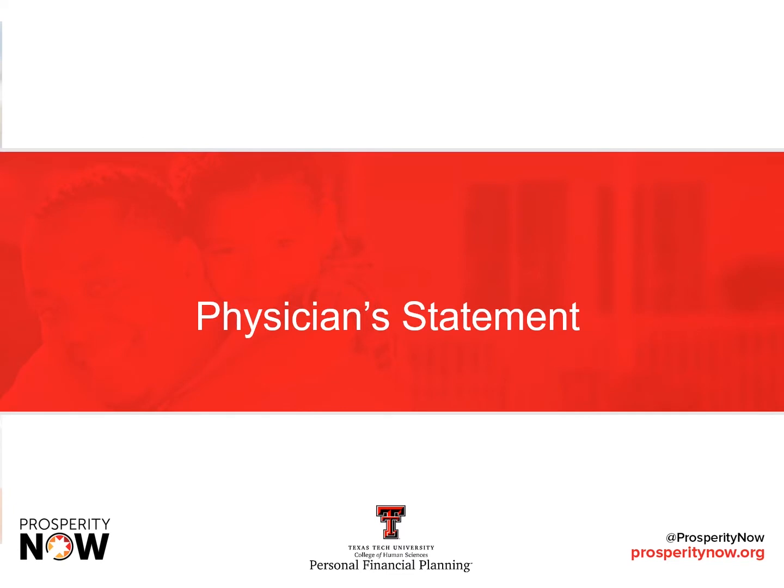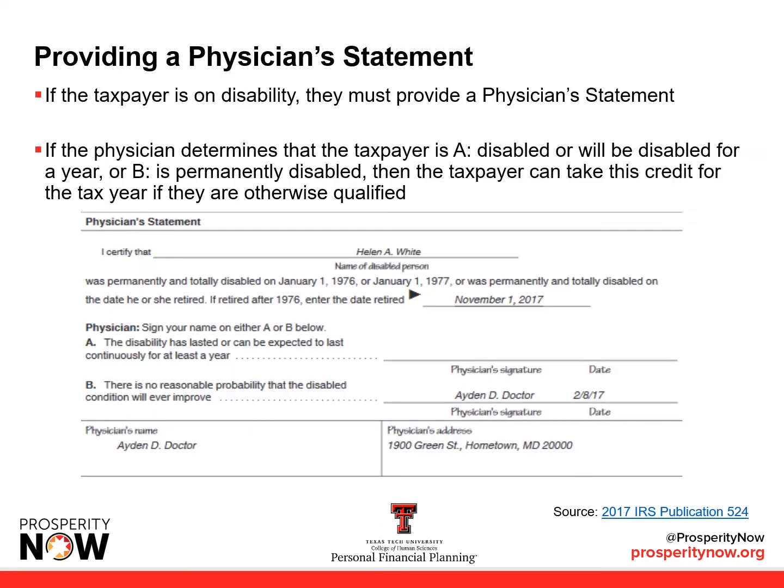So let's talk about the physician statement. If the taxpayer is on disability, they must provide a physician's statement. If the physician determines that the taxpayer is A, disabled, or will be disabled for the year, or B, is permanently disabled, then the taxpayer can take this credit for the tax year if they are otherwise qualified. You can see below an example of the physician statement.